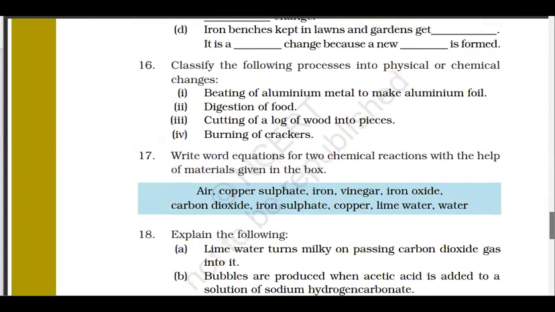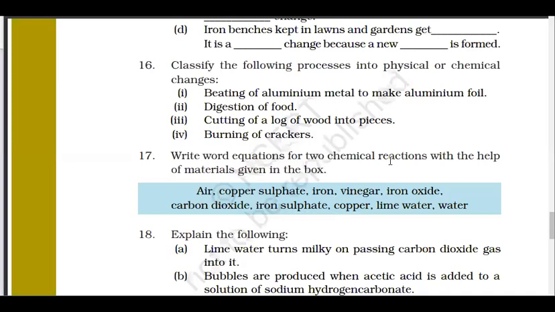Everyone, 16. Classify the following processes into physical or chemical change. Beating of aluminium metal to make aluminium foil. Physical change. Very good. Yes. Next. Digestion of food. Chemical change. Yes, very good. Cutting of a log of wood into pieces. Yes, very good. Physical change. Burning of crackers. Chemical change. Very good, everyone. Very good, Harsha. Very good, Tushka. Right? 17th one.